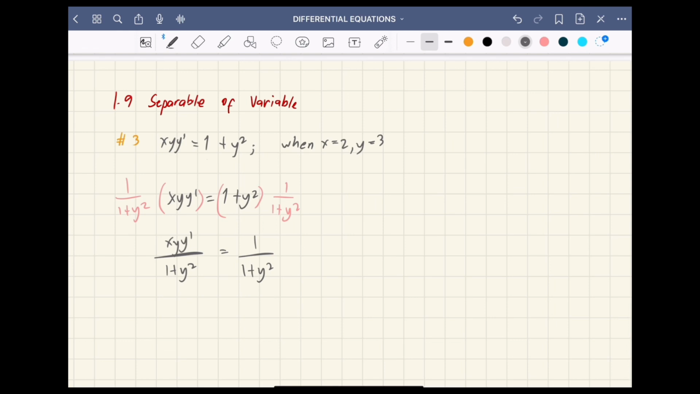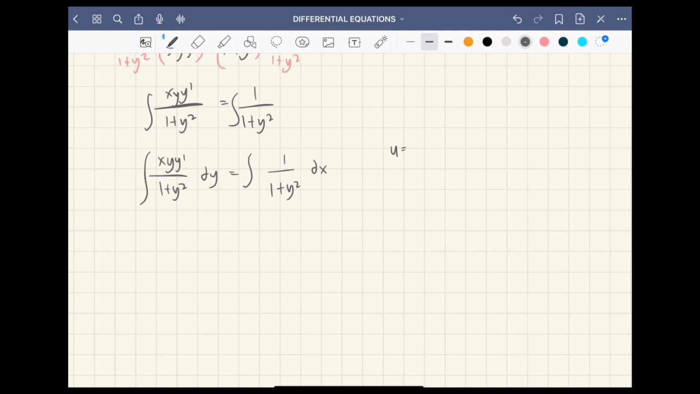Now we can integrate both sides with respect to y and x. So, let's integrate this: the integral of x y prime over 1 plus y squared dy equals the integral of 1 over 1 plus y squared dx.